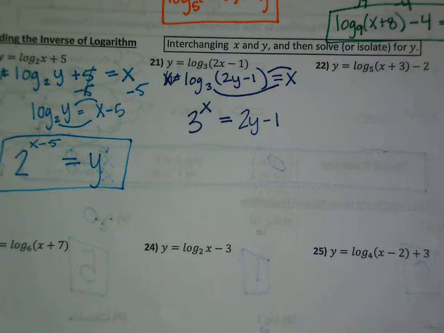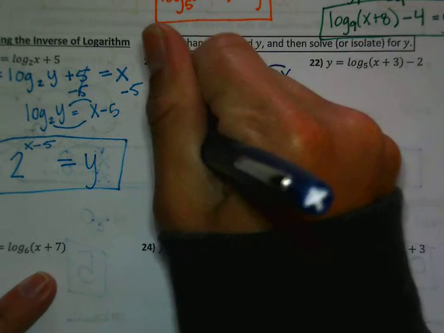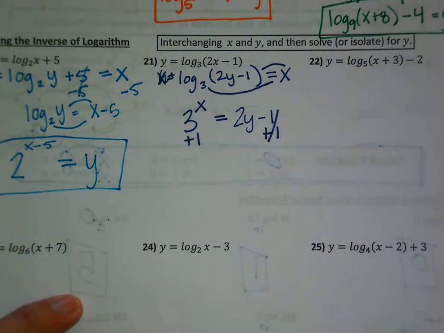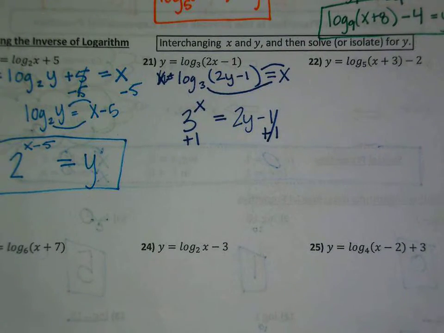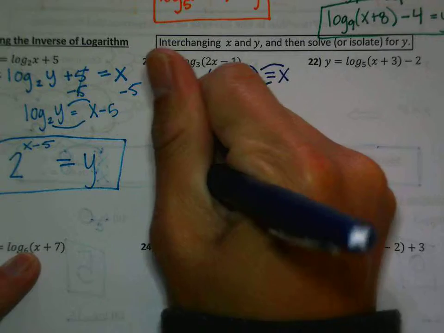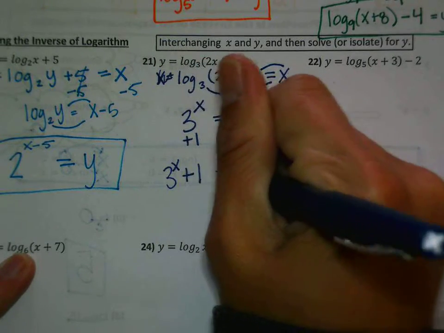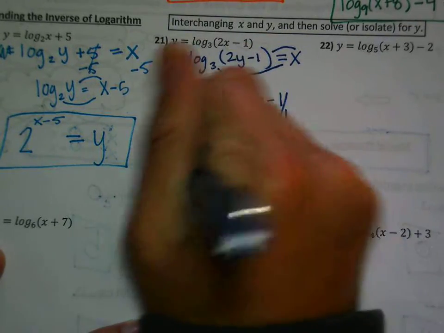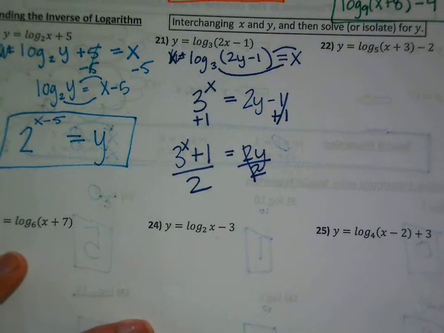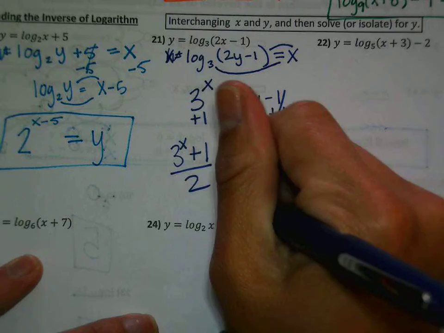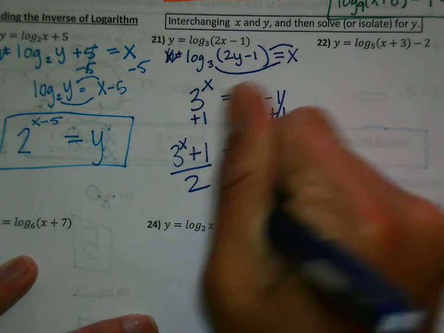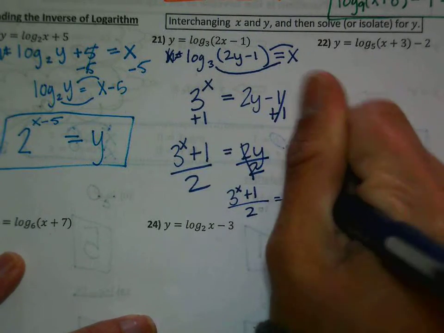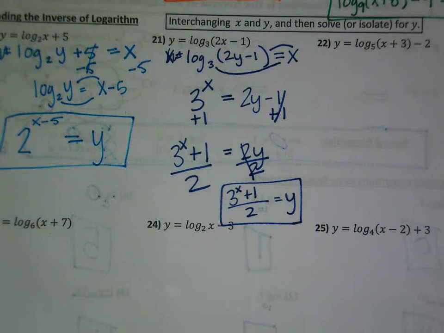All right, and so now I can get y by itself by adding 1. Now you cannot add the 3 and the 1 because the 3 has that exponent. So we're just going to write 3 to the x plus 1 equals 2y, and then divide by 2. And so just divide everything by 2, and then that is your answer. 3 to the x plus 1 over 2 equals y.